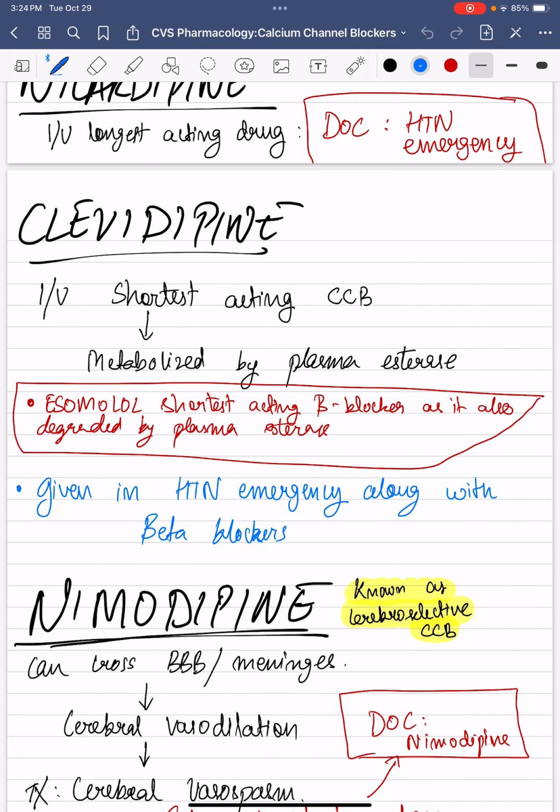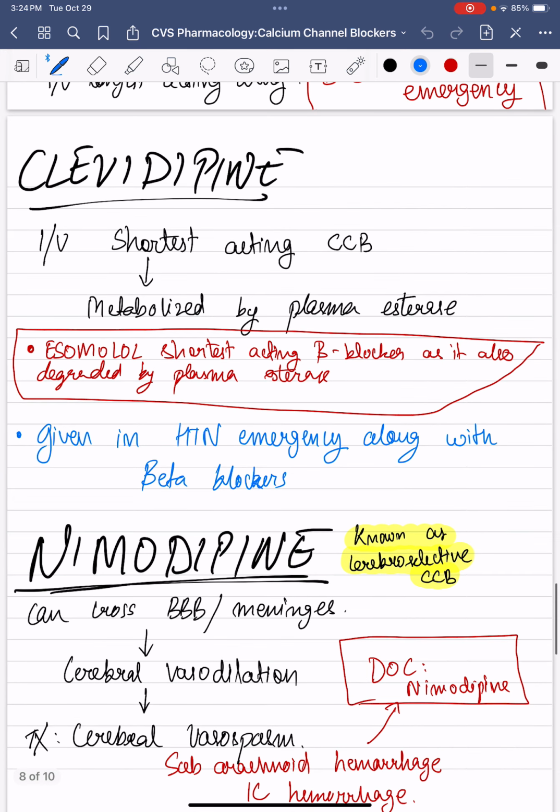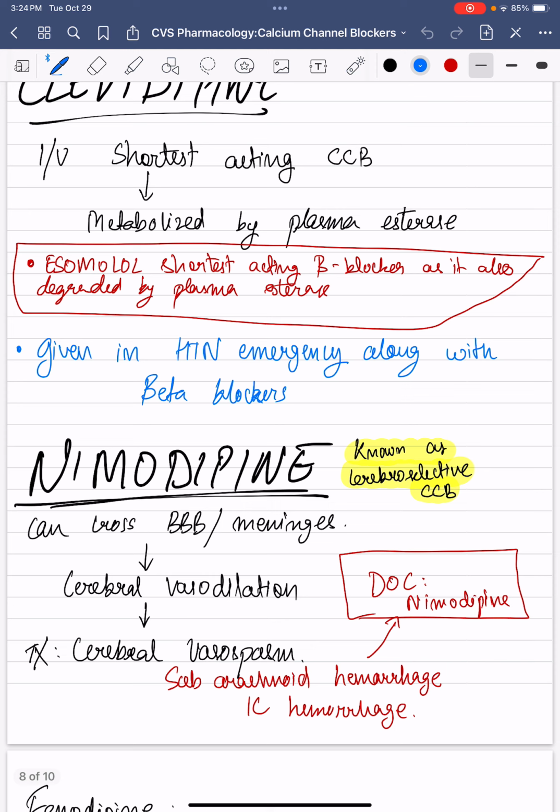Clevidipine is the shortest acting calcium channel blocker. It is also given IV, and it is the shortest acting because it can be metabolized by plasma esterase. Esmolol is the shortest acting beta blocker, also because it is degraded by plasma esterase. That is just a little fact I wanted to note: plasma esterase degrades clevidipine, which is why it is the shortest acting CCB, but it also degrades esmolol, which is the shortest acting beta blocker.